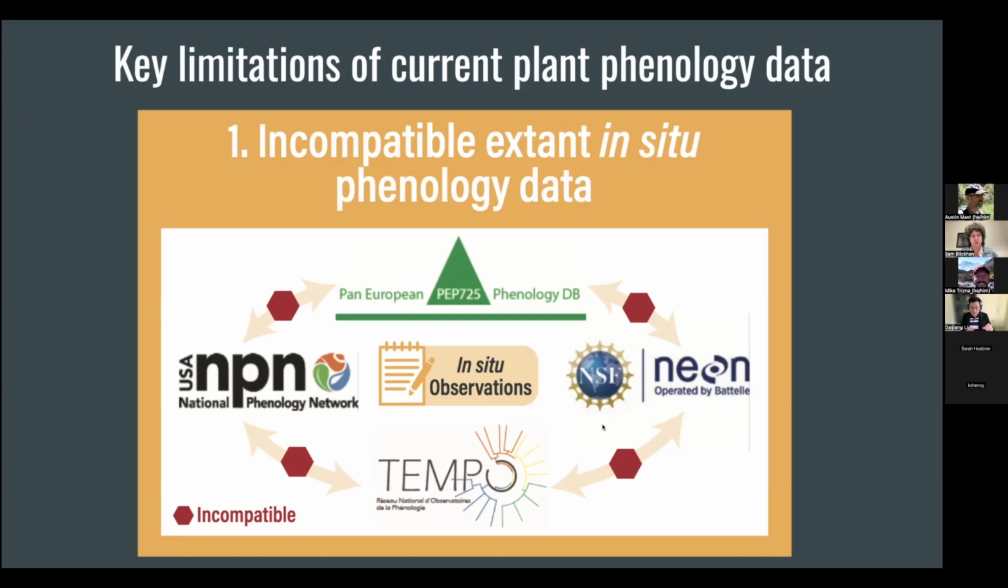But this is different. Organizations use a very different way to describe phenology. So even though we have all this data, it's just not easy or ready to use, right? You need to somehow make them talk with each other to integrate them. So that's the key limitation on that side.